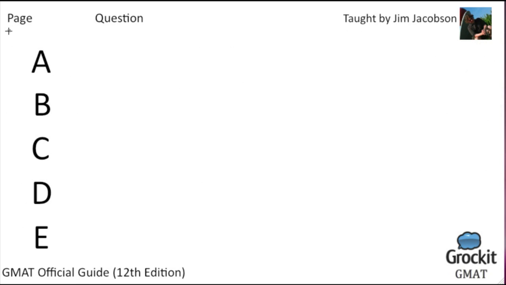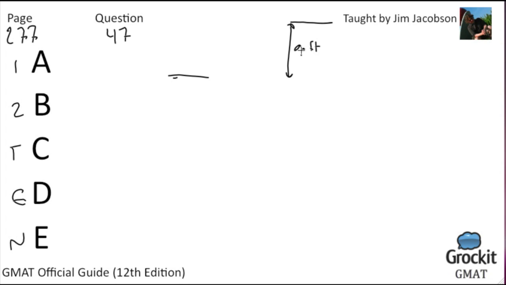So 277, number 47. If the two floors in a certain building are 9 feet apart, how many steps are there in a set of stairs that extends from the first floor to the second floor of the building? So we may even imagine two floors of the building down here, and we have a set of stairs that has to go up 9 feet. So, step, step, step, step, dot, dot, dot, dot, step, step. This is an ellipsis of steps because we don't actually know how many there are.